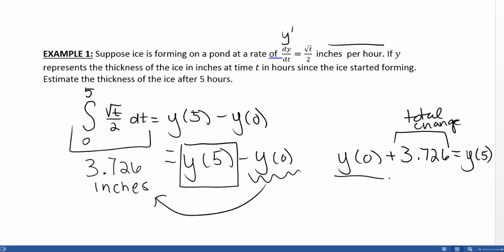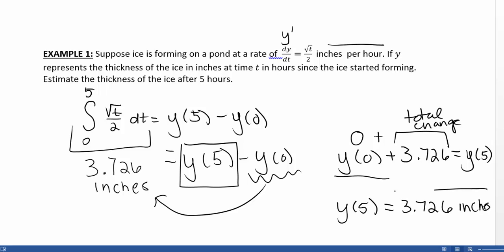So here the question is, do I know the thickness of the ice at time 0? Now, it's very reasonable here to assume that at time equals 0, the thickness was 0 because we're talking about when ice started forming. So since we can assume that initially that was 0, that tells me that y of 5 will have to be 3.726 inches. So the thickness of the ice at time equals 5 is just 3.726.